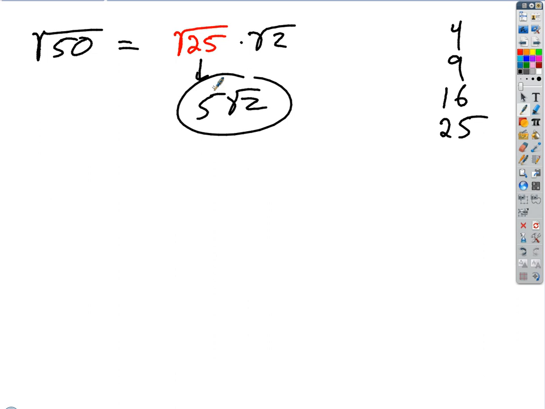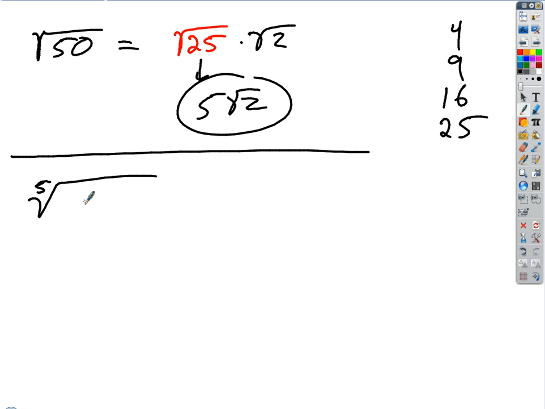Now the same principle works if we're doing higher level roots, which we do in chapter 7. So what if we had something like, let's say, the 5th root of 1215.